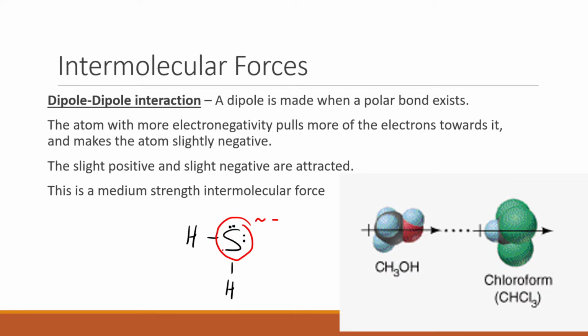Which means if this is sort of negative, these hydrogens are sort of positive. Not a full positive. They haven't gained or lost electrons, right? The sulfur hasn't gained electrons. The hydrogens haven't lost electrons. They're still sharing. It's just not very even. It's just not very good at sharing electrons.